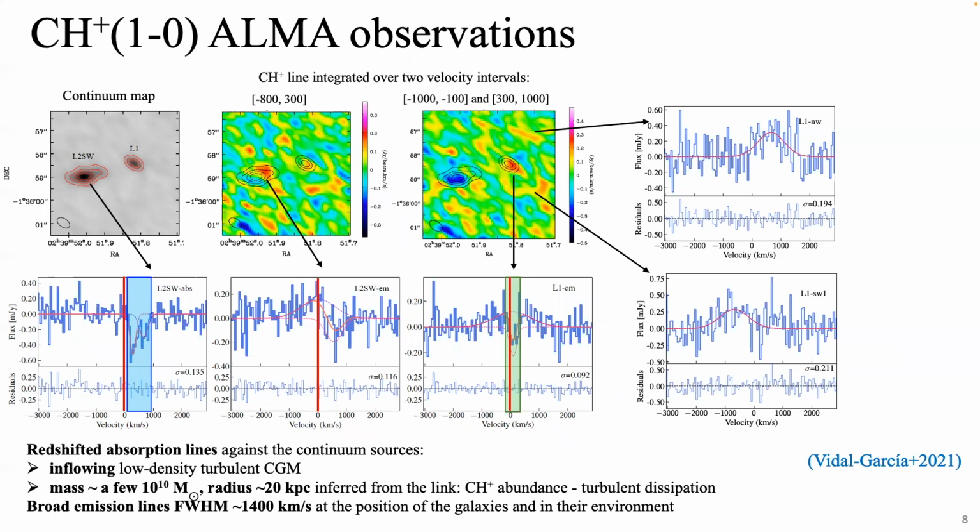Assuming that this molecule is formed in situ and that it is caused by dissipation of turbulence, we can have access to the turbulent reservoir: its mass is of the order of a few tens to the 10 solar masses, and its radius is of the order of 20 kiloparsecs. We can also see how large these lines are in emission, of the order of 1,400 kilometers per second in the galaxies, but not only, because we also have some emission of CH+ in the surrounding part of the AGN that also shows these broad emission line widths.